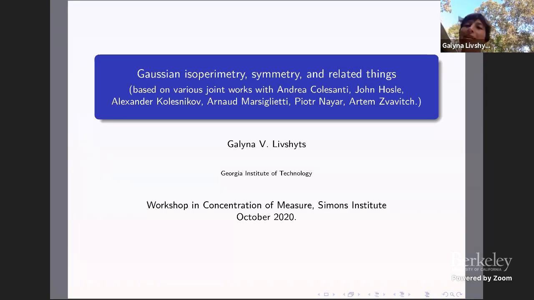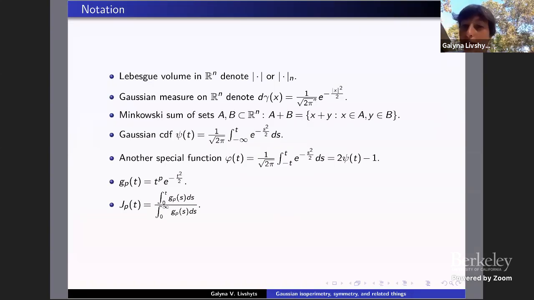Let me start with mentioning some notation. Some of this I don't expect you to memorize. There is a link that Omi had just posted in the chat, and if anybody wants to scroll back to the notation slide or to any other slide, you can.